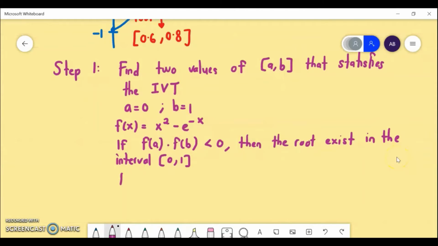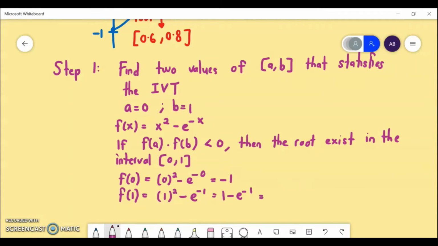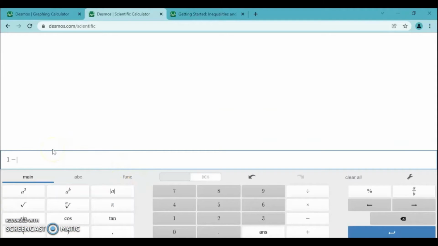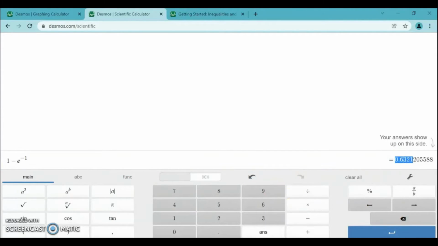Start with f of 0. So I have 0 squared minus e to the power negative 0. e to the power 0 is 1, so I have negative 1. Okay, and then f of 1. I have 1 squared minus e to the power negative 1. What is 1 squared? 1 minus e to the power negative 1. Okay, so use your calculator. 1 minus e to the power of negative 1 gives 0.6321. Okay, so there you go.